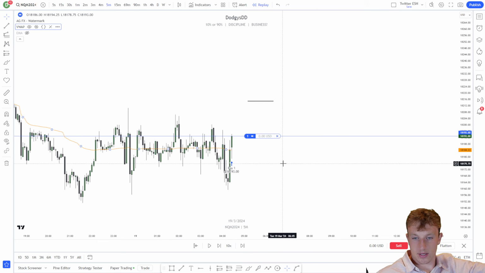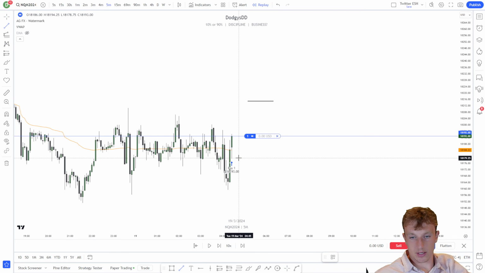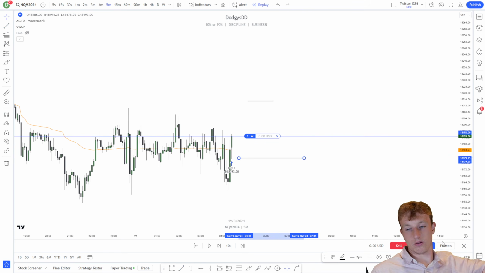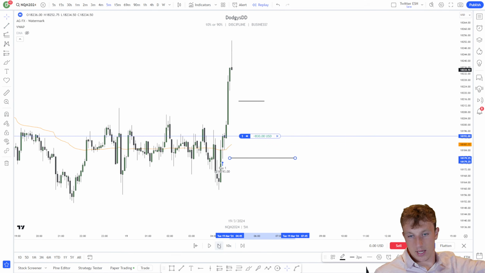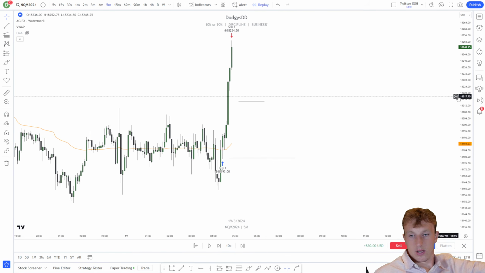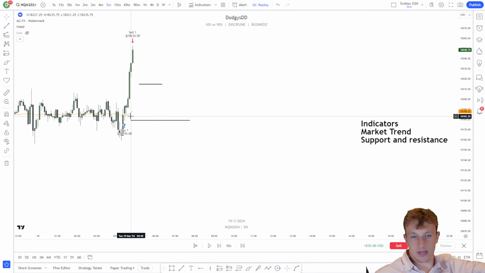So I put a stop loss order here because I know if VWAP doesn't hold, then I'm going to get stopped out, and if price goes in my favor, I'm in profit. So again, you can combine these. You can enter off of one of them.